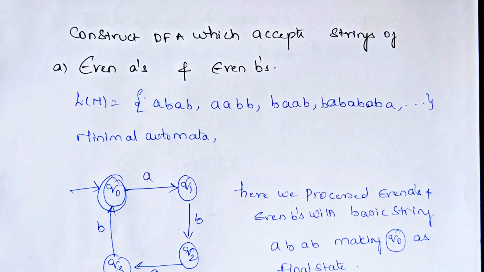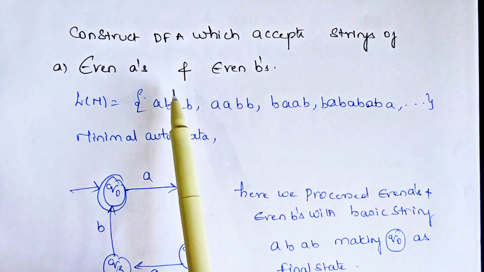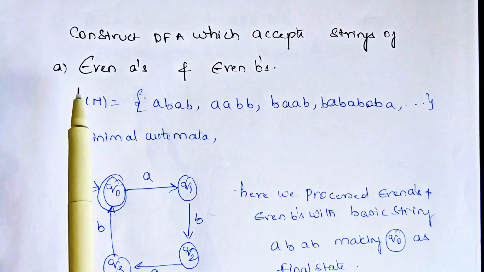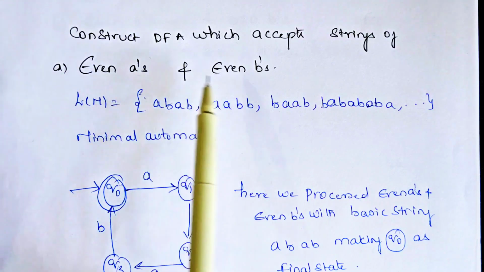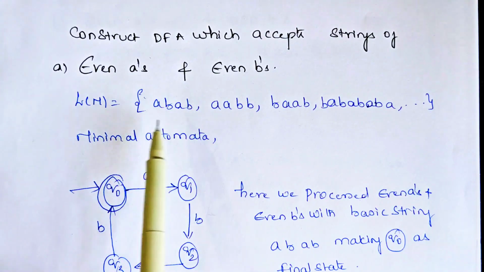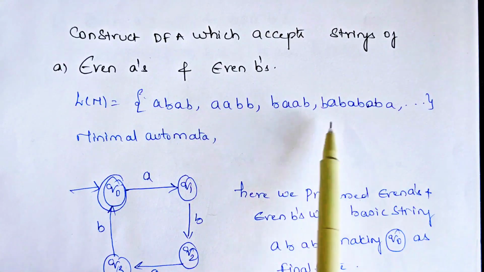In today's video, we shall discuss the construction of a DFA which accepts the strings of even and odd combinations of A's and B's. First example is construction of a DFA which accepts the strings of even A's and even B's. Let L of M is the language. The sample strings we have taken are ABAB, AABB, BAAB, and so on.